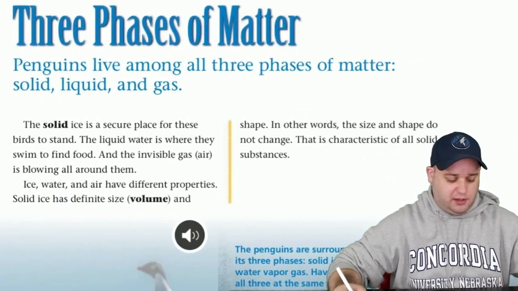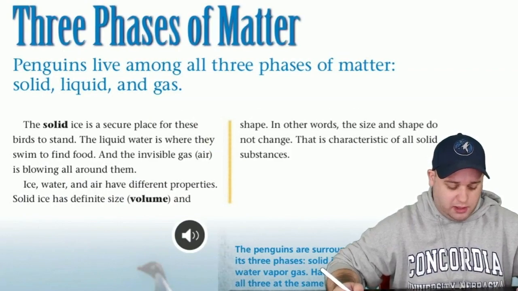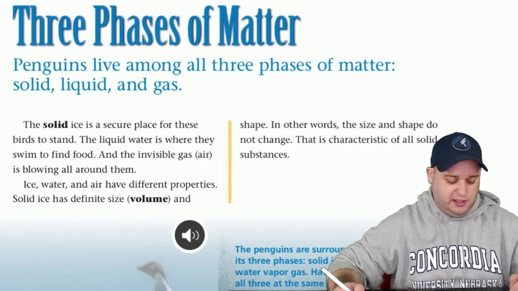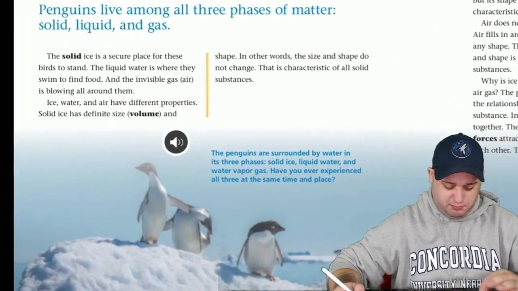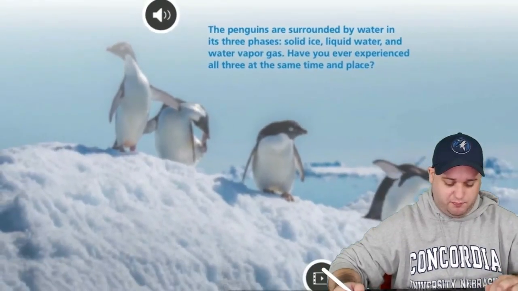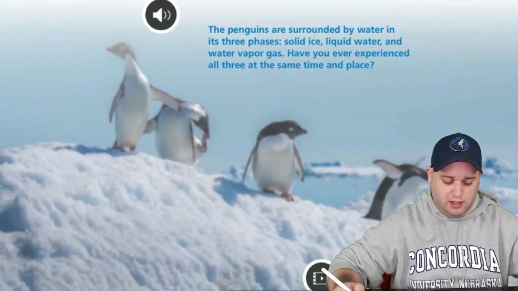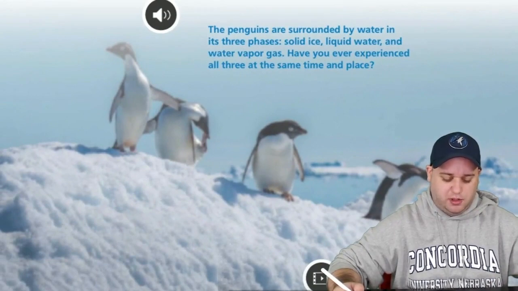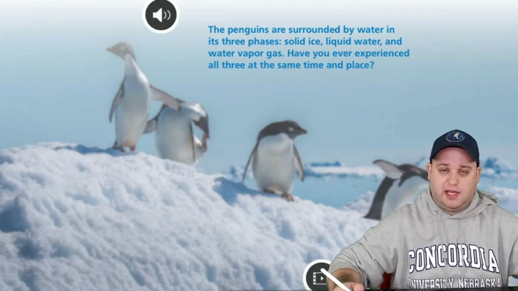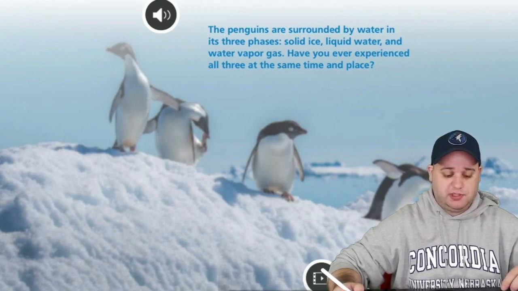Three phases of matter. Penguins live among all three phases of matter: solid, liquid, and gas. We see some penguins down here. It says the penguins are surrounded by water in its three phases: solid ice, liquid water, and water vapor gas. Have you ever experienced all three at the same time and place? Something to consider.